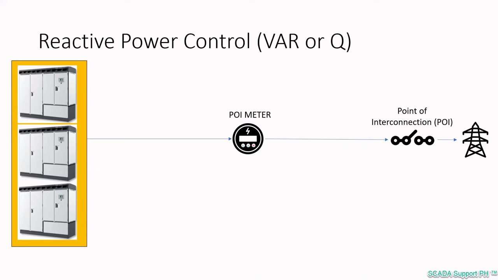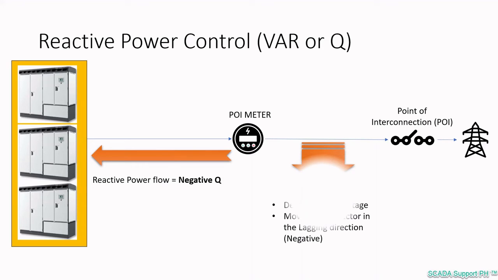The exact opposite is happening if the inverters are absorbing reactive power or VARs from the grid, or a negative reactive power is being measured at the point of interconnection. It decreases the POI voltage and moves the power factor to the lagging direction, which is negative. On the HMI or within the PPC interface, a negative sign next to the reactive power set point denotes that the plant should import, absorb, or consume reactive power from the grid at the point of interconnection.